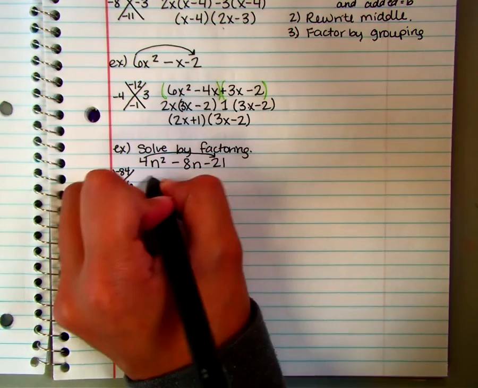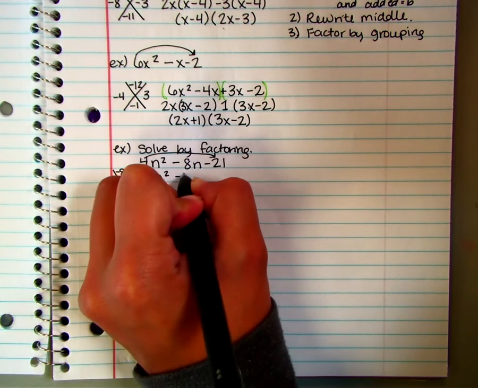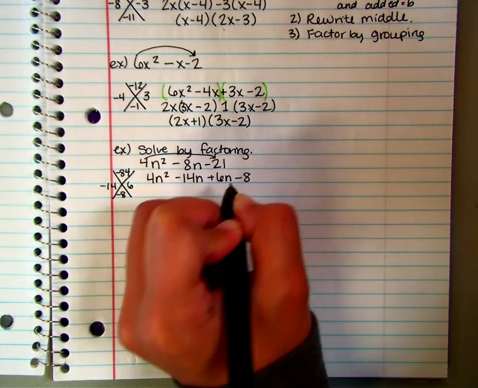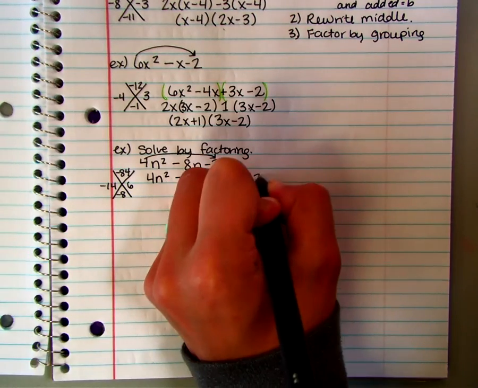And so then we're going to rewrite it. So 4n squared minus 14n plus 6n. Oh, not minus 8, minus 21.